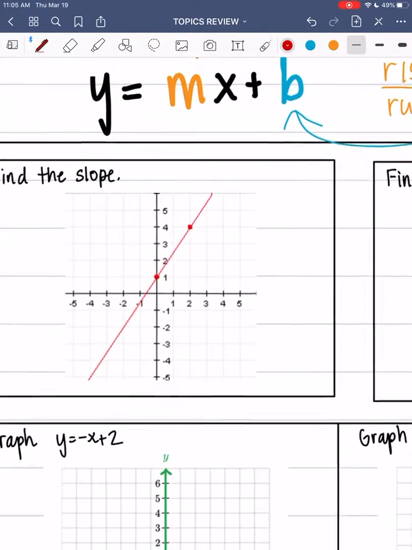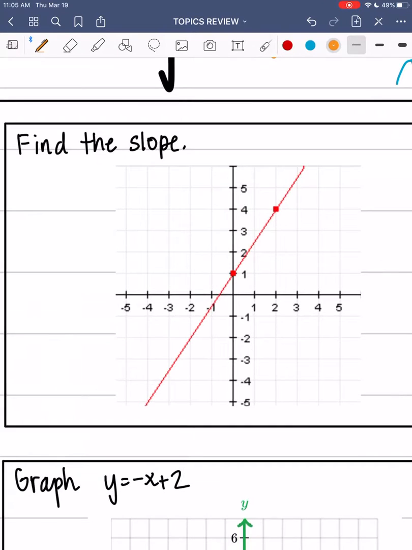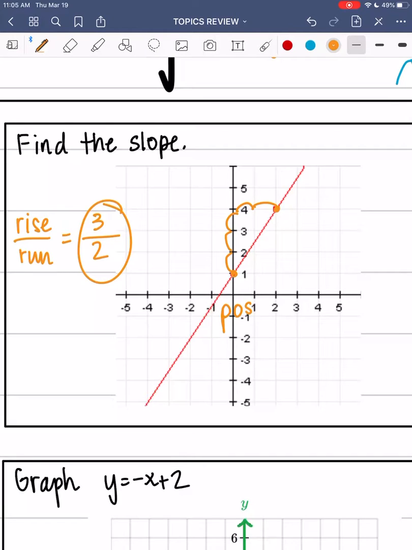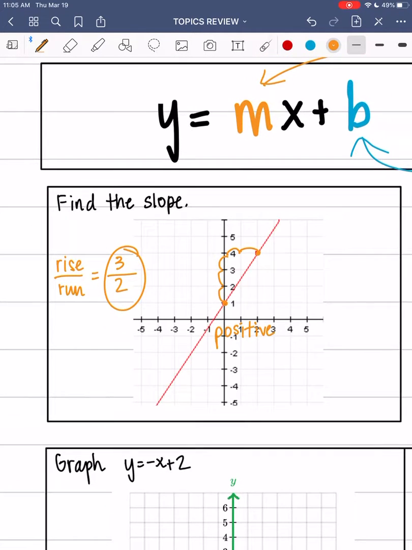Okay, let's find the slope here. So finding the slope, we need to do rise over run. Let's look at these 2 points. We're going from here up to here. We're going to go up 1, 2, 3. So our rise is 3. Run is 1, 2, 2. And we'd expect that to be positive because it is going up from left to right. So we get 3 over 2.